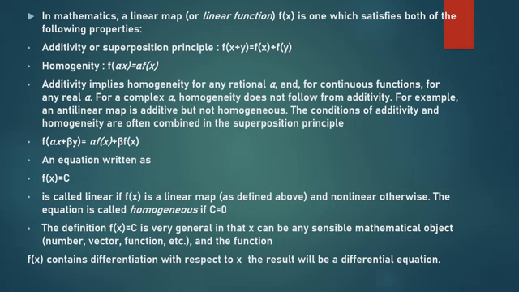The conditions of additivity and homogeneity are often combined in the superposition principle: f of alpha x plus beta y equals alpha f of x plus beta f of y. An equation written as f of x equals c is called linear if f of x is a linear map and nonlinear otherwise. The equation is called homogeneous if c equals 0. The definition f of x equals c is very general in that x can be any sensible mathematical object: number, vector, function, etc. And if the function f of x contains differentiation with respect to x, the result will be a differential equation.